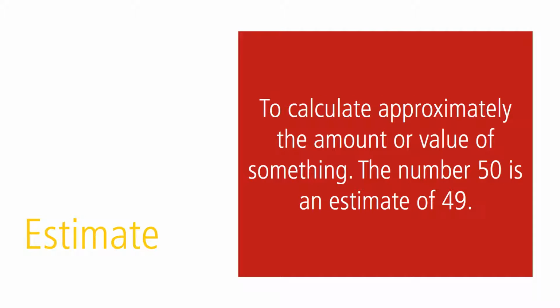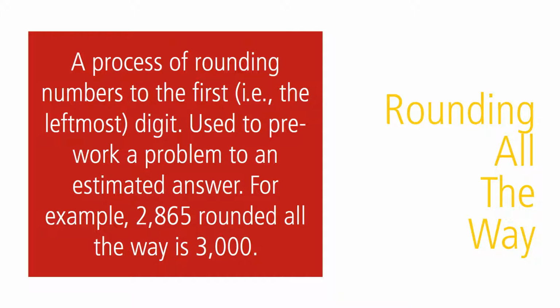Rounded numbers are frequently used to estimate an answer to a problem before the problem is worked. Estimation approximates the exact answer. By knowing an estimate of the answer in advance, you'll be able to catch many math errors. When using estimation to pre-work a problem, you can generally round off to the first, i.e. the leftmost digit, which is called rounding all the way. For example, 2,865 rounded all the way is 3,000.